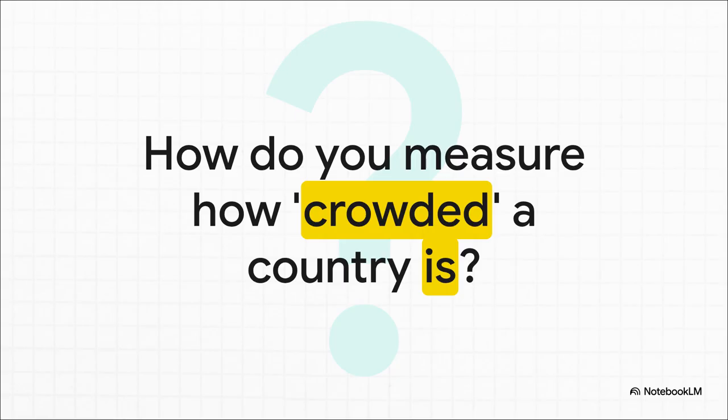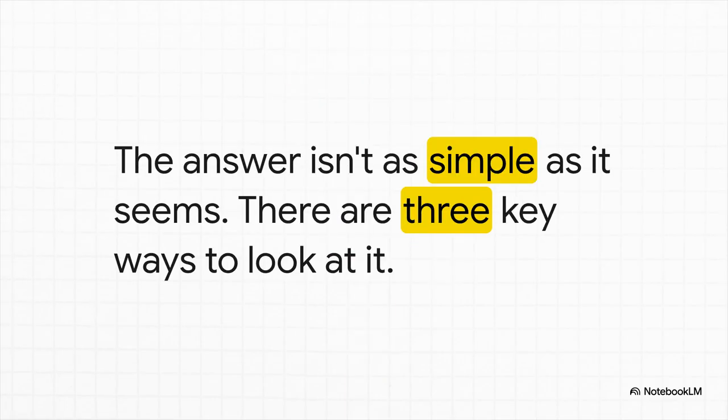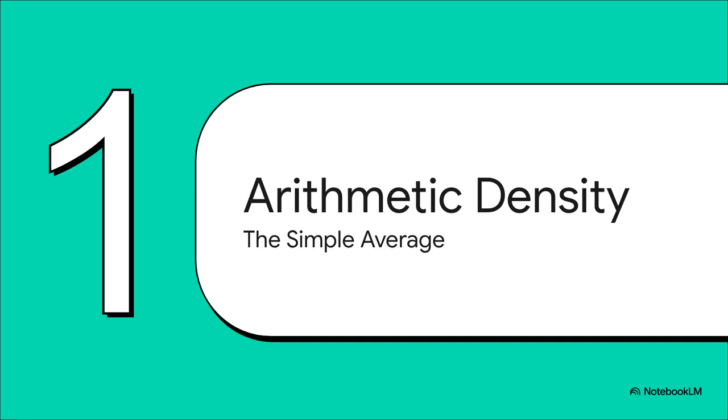So let me ask you, how would you actually measure how crowded a country is? I mean, the first thing that probably pops into your head is just dividing the number of people by the size of the country. But is that really the whole story? Well, it turns out the answer is a lot more interesting than that. There isn't just one way to do it. Nope. There are actually three key ways, three different lenses we can use, and each one shows us something totally unique and really important.